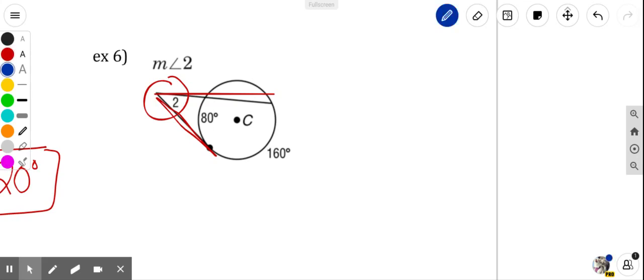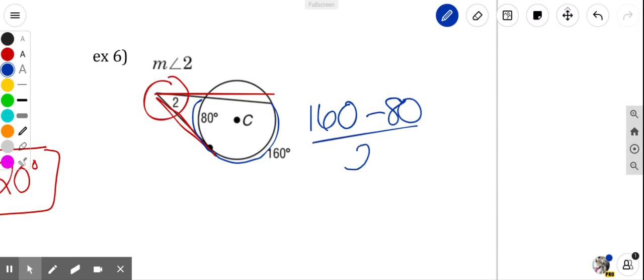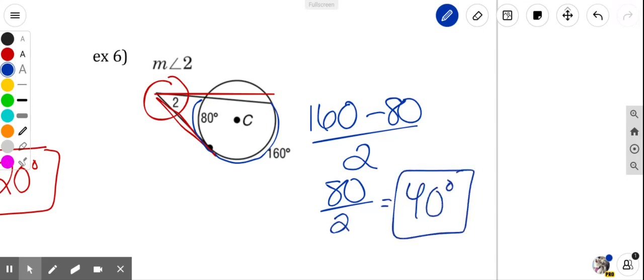So let's take a look at the 2 arcs. We have this arc here that's 160, this arc here that's 80. So again, if we subtract those, 160 minus 80 and divide by 2, that will give us angle 2. So that's going to be 80 divided by 2, which is 40 degrees. Okay, so that's a secant and a tangent intersecting outside the circle.